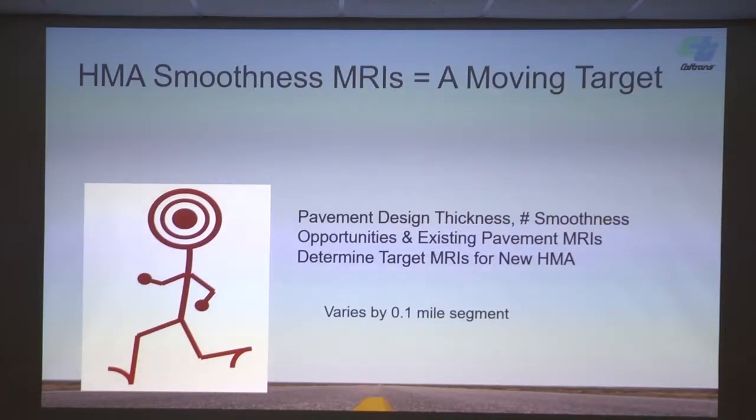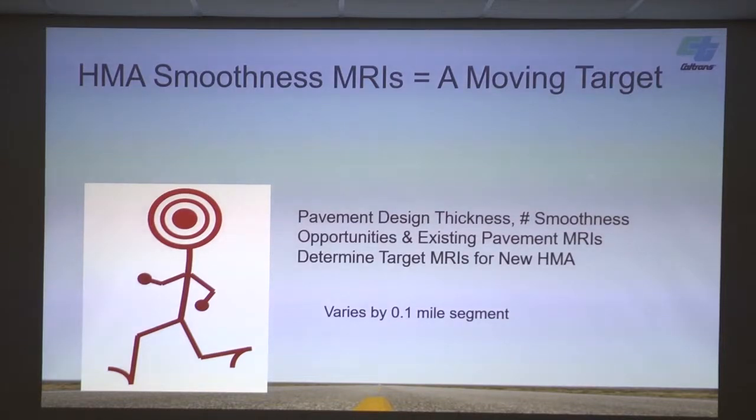Okay, HMA smoothness MRIs, it's a moving target. This little guy here on the left is to simulate that. If we're overlaying HMA on existing pavement that's relatively smooth, it's not a moving target. If it's rough, we're going to adjust the spec limits up. It's a moving target of what we're shooting for, and it can vary by every 10th mile segment.